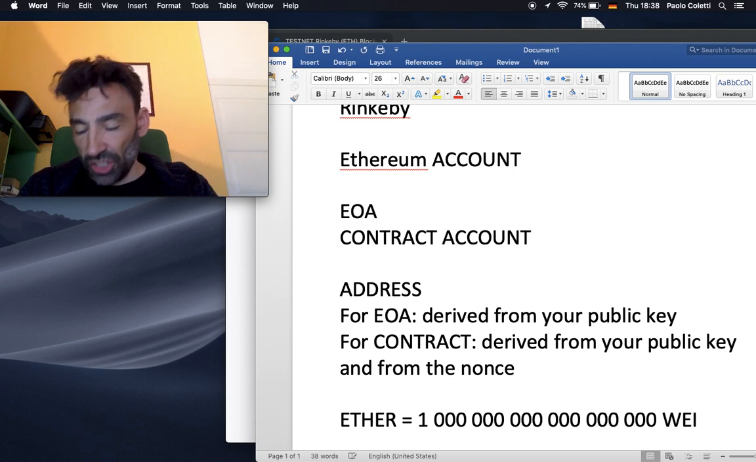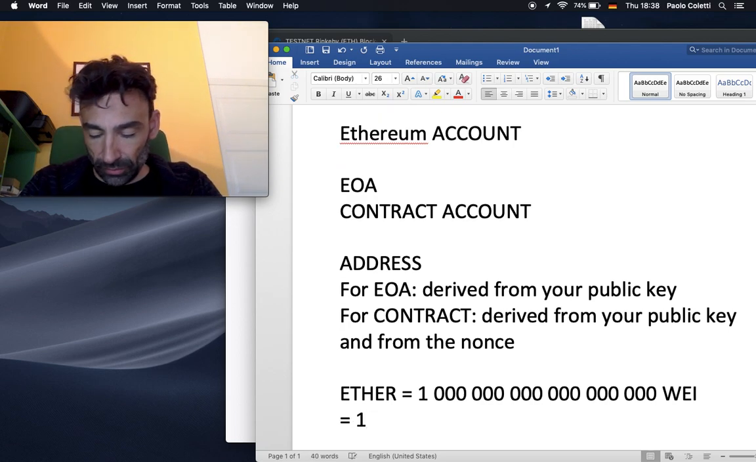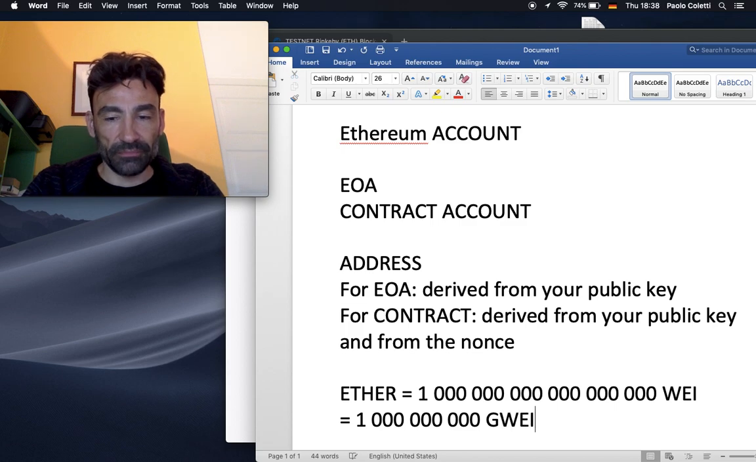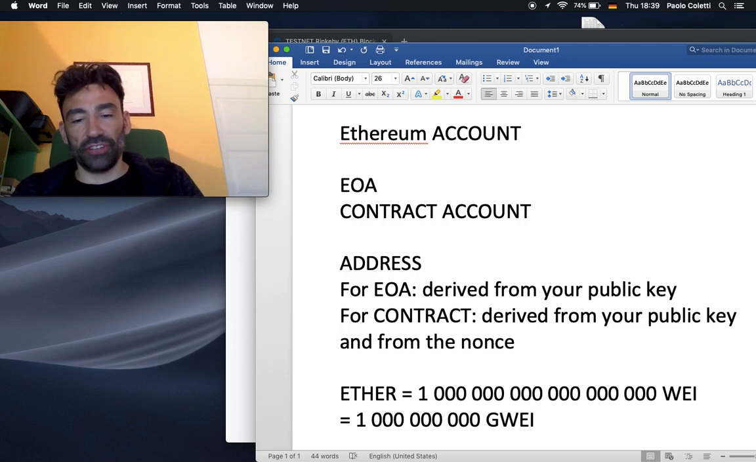Sometimes you find the giga Wei. So one Ether is equal to 1, 2, 3, 4, 5, 6, 7, 8, 9 giga Wei. Okay. So we have these subunits, like the Bitcoin has the Satoshi, the Ether has the Wei and the giga Wei. I tell you because very often you find the indication of the fees in Weis or giga Weis.